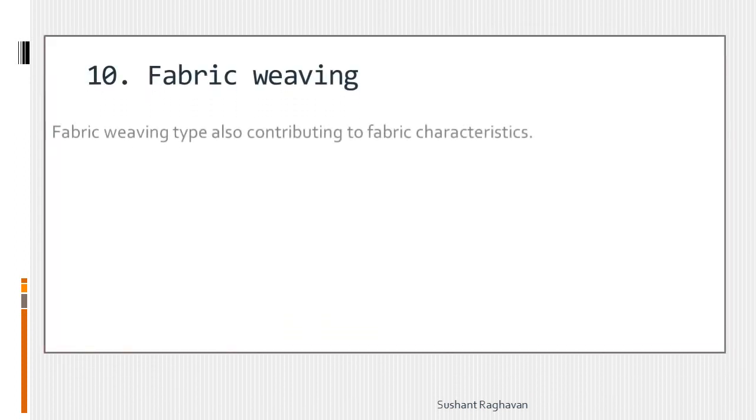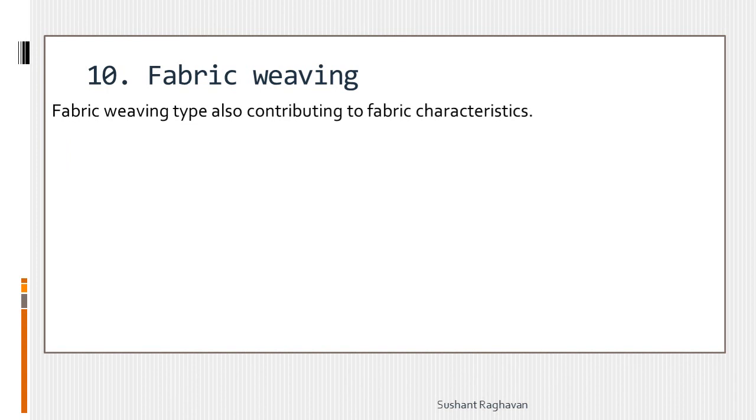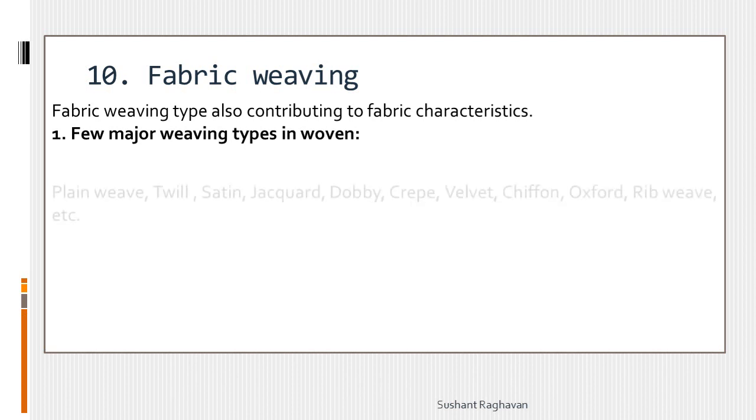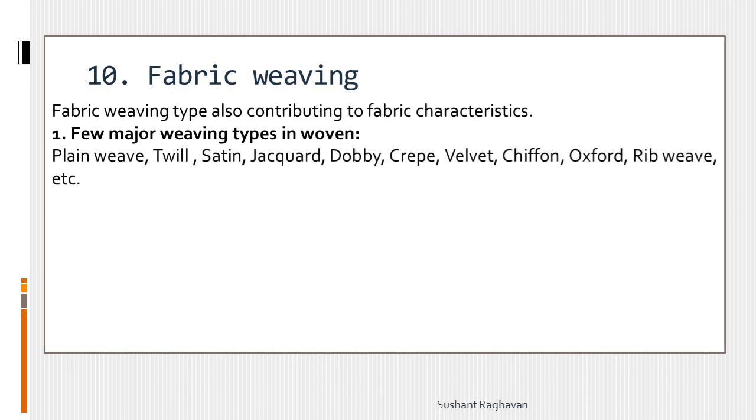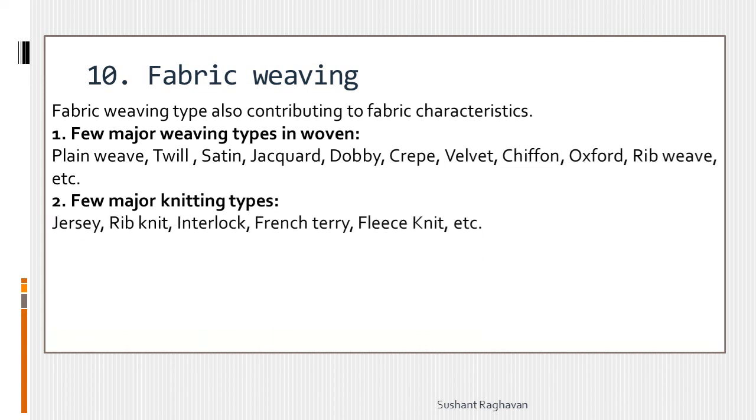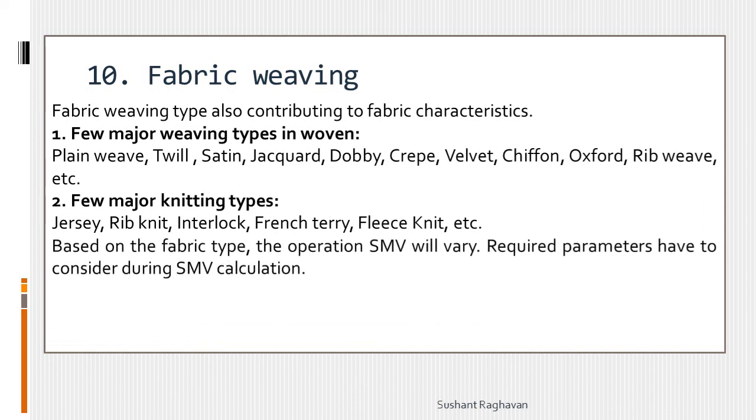Fabric weaving. Fabric weaving type also contributes to fabric characteristics. A few major weaving types in woven: plain weave, twill, satin, jacquard, dobby, crepe, velvet, chiffon, oxford, rib weave, etc. A few major knitting types: jersey, rib knit, interlock, French terry, fleece knit, etc.